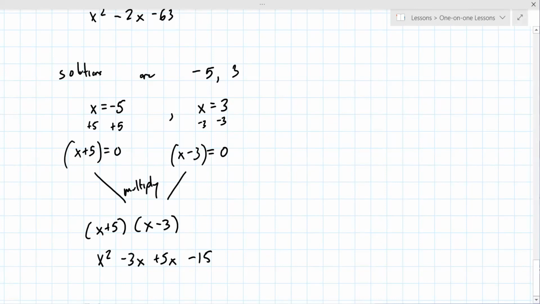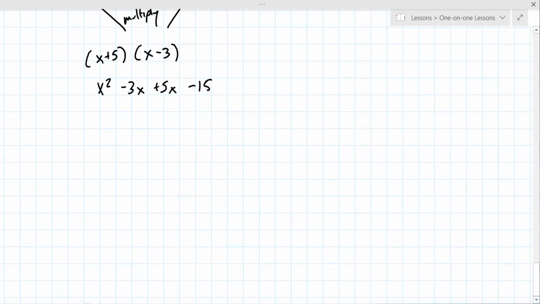Would you like one more like this to do, or would you like me to move on to something else? I think one more like this. Okay, so the solutions this time are -4 and +6. Oh, I didn't even simplify this one, x squared minus 2x minus 15.